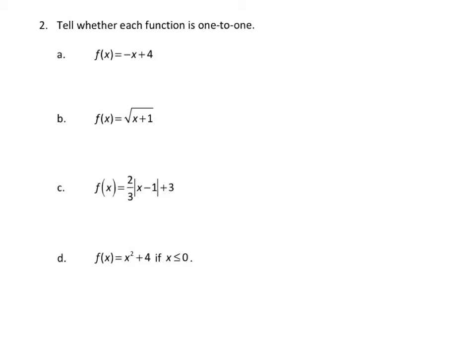When you're given an equation and you want to determine whether a function is one-to-one, the easiest thing to do is to picture the graph and then use the horizontal line test. So if I graph f of x equals negative x plus 4, this is a linear equation. It has a slope of -1 and a y-intercept of 4. So it looks something like that.